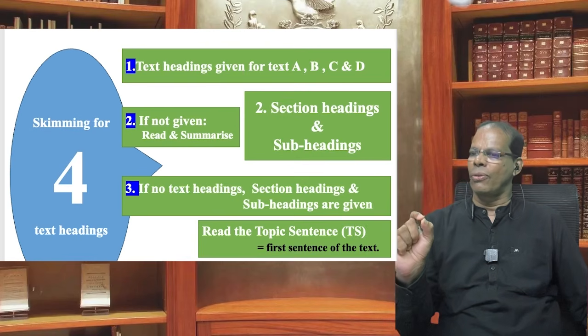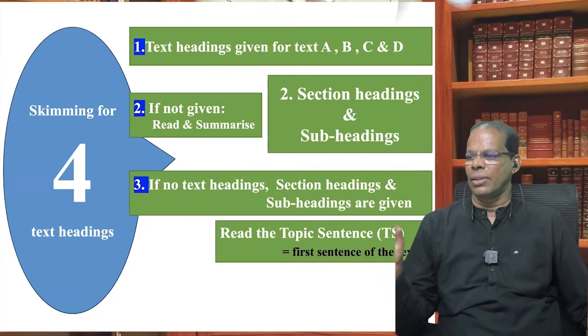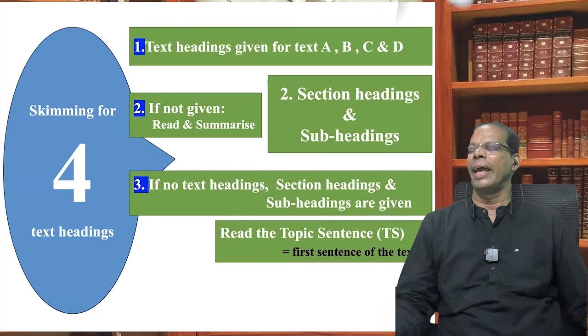Now the third option: if no text headings, section headings or subheadings are given, sometimes, very rarely, no section heading, no text heading, no subheading, just a paragraph is given. What do you have to do? Read the topic sentence. The topic sentence is normally the first sentence of the text, and you will understand the gist of the whole text.